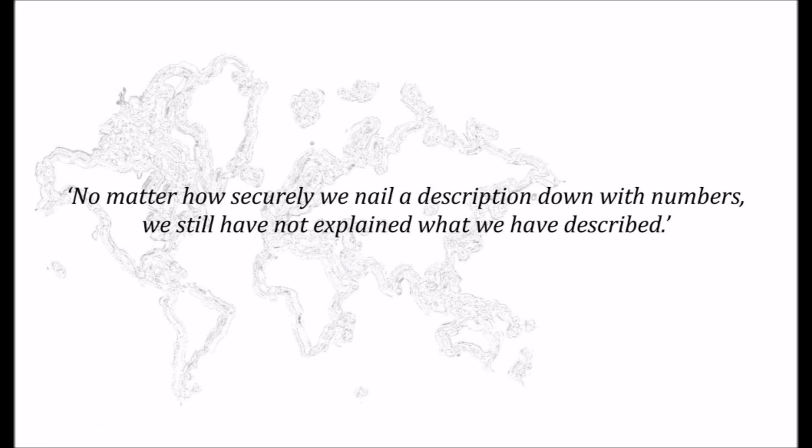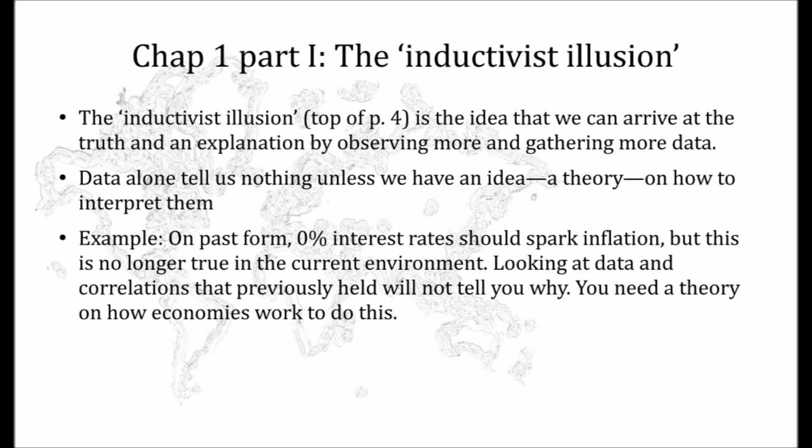Now, as Waltz says here, no matter how securely we nail a description down with numbers, we still have not explained what we have described. Again, we're just describing. We're saying that stuff happens, but we still don't understand why. And this is what Waltz refers to here as the inductivist illusion on the top of page 4. And it's the idea that we can arrive at the truth or an explanation just by observing more and gathering more and more data. But as I've pointed out, data alone don't tell us anything unless we have a theory, an explanation on how to interpret it.